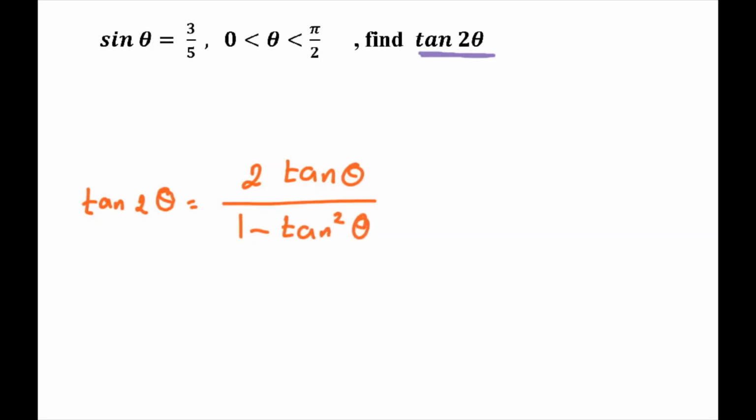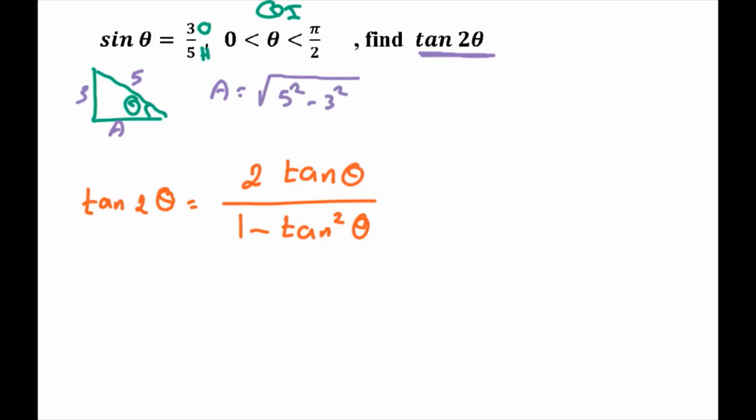Now I need to find tangent from sine. Theta is an angle between 0 and pi over 2. That's quadrant 1. We know all the trig ratios are going to be positive in quadrant 1. If I create a triangle, that's opposite over hypotenuse, so 3 over 5. I need to find the adjacent. So adjacent will be equal to the square root of hypotenuse squared minus opposite squared. That's going to be square root of 16, which is 4. So tangent theta is equal to opposite, which is 3, over adjacent, 4. And again, since we're talking about quadrant 1, tangent will be positive.